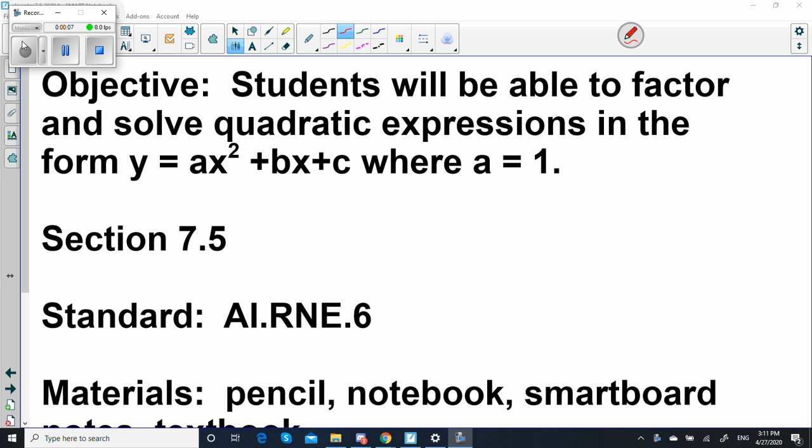So we're about to do section 7.5. We did just the factoring part on Monday, and now today we're going to factor and then solve quadratic equations. Okay, so we already know how to do the factoring part, and we're going to get some more practice with that today.